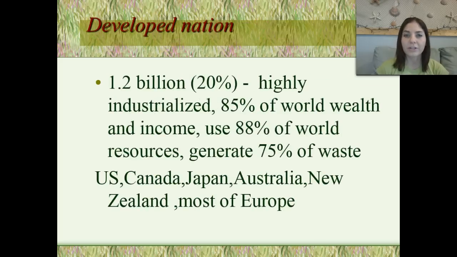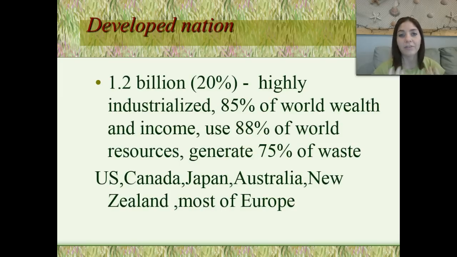So one thing that we're going to talk about, especially when we get to human populations, are developed versus developing countries and the different stages of a developing country. So currently, about 1.2 billion people, or 20% of the world population, lives in a developed nation, such as the United States, Canada, New Zealand, Australia, many parts of Europe.